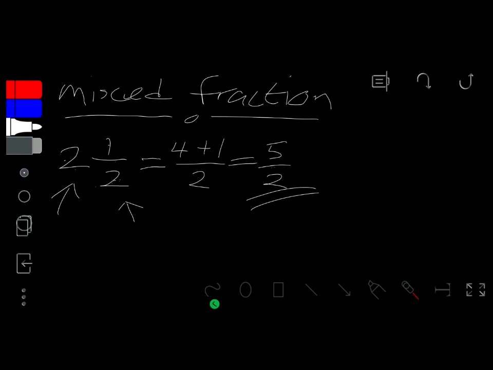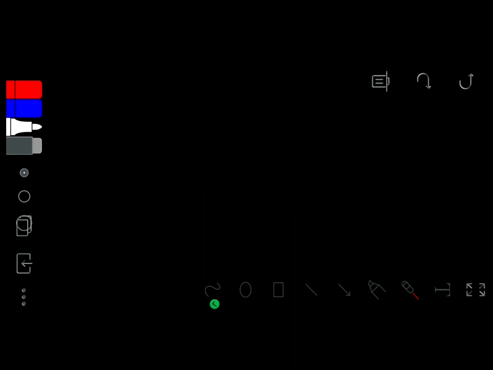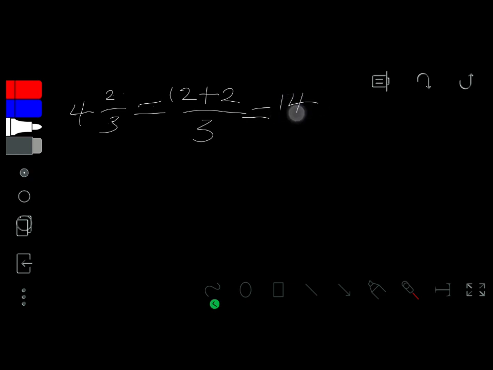Let's look at another example for a mixed fraction. Let's say you have 4 whole number 2 over 3, right? This is what? A mixed fraction. You have to convert it to an improper fraction before you can make use of it. So 3 times 4 is what? 12. Plus this numerator here, 2, all over 3. What is 12 plus 2? 14 all over 3 is the improper fraction form of this mixed fraction.